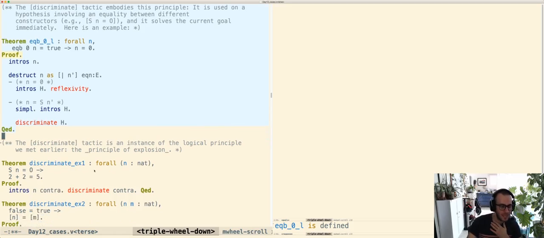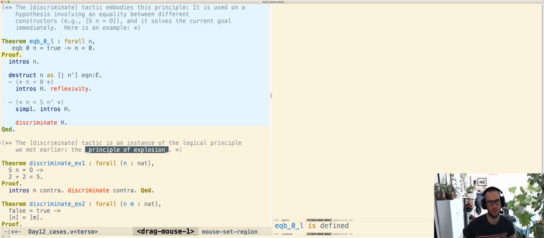Okay, so the discriminate tactic is an instance of the logical principle we met earlier that we called ex falso quod libet, from false whatever you like. And I forgot to tell you the English name, which is a shame because the English name is fantastic. The English name is the principle of explosion. Anybody else get chills? I get chills whenever I talk about it. I love that. If you've assumed something false, then you get to blow up the world. You get your supervillain cosplay on, right? You get to do that if you want. The principle of explosion says if you've assumed something false, you get to blow up the world.